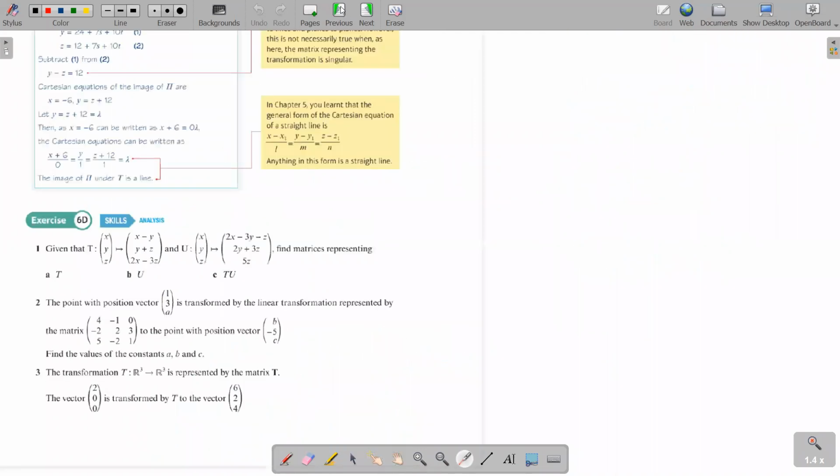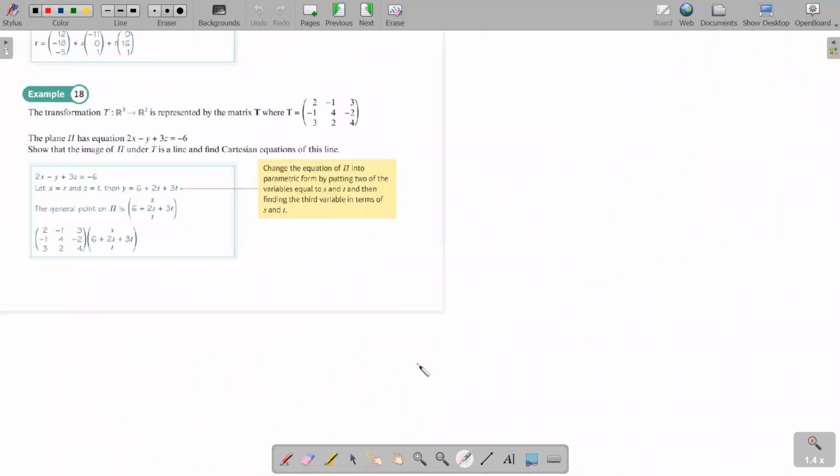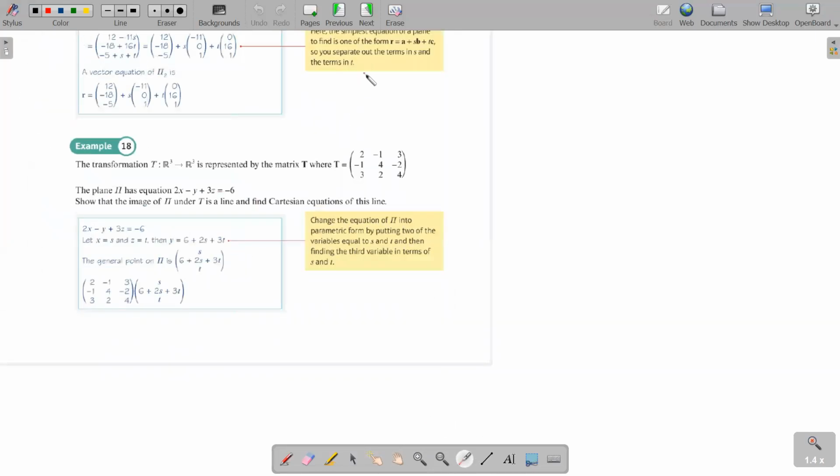But now look at this example, example 18. In example 18, can you see? Listen to this very carefully. In example 18, they say the transformation matrix T is given, which moves object coordinates in 3D to image coordinates in 3D. Okay, but now they are saying the plane has equation 2x minus y plus 3z equals -6.